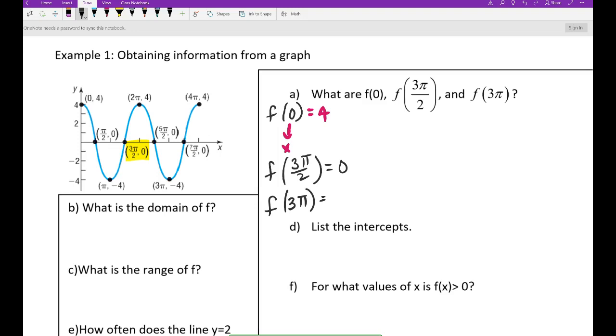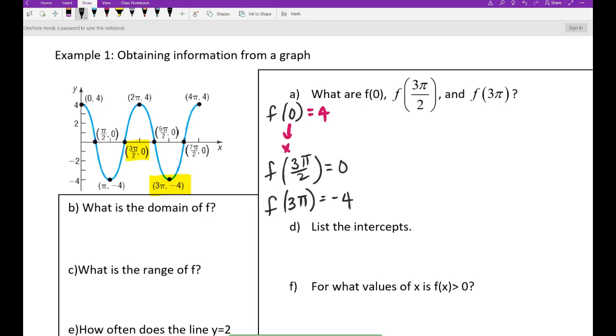So, here we go. Parker, what do you think the answer is? Parker says negative 4. Is he right? Yes, right here. Find y when x is 3 pi, and he says negative 4, and he is correct. Notice how you don't really have to do any calculation. All right, let's go to B.